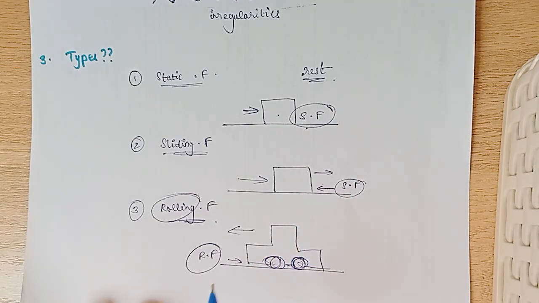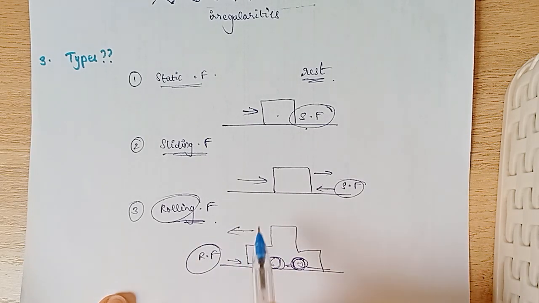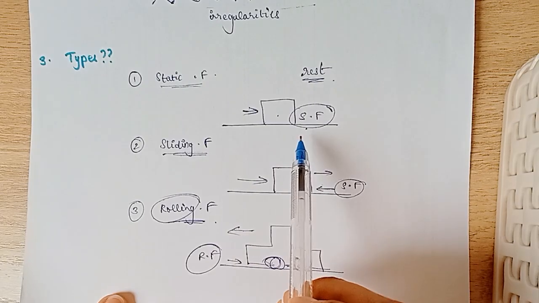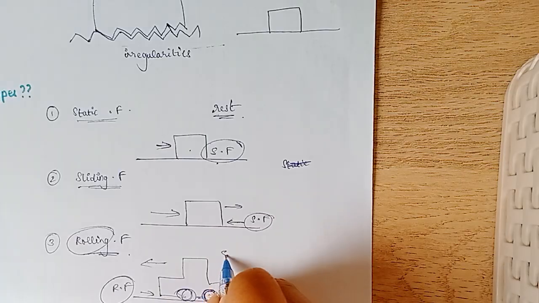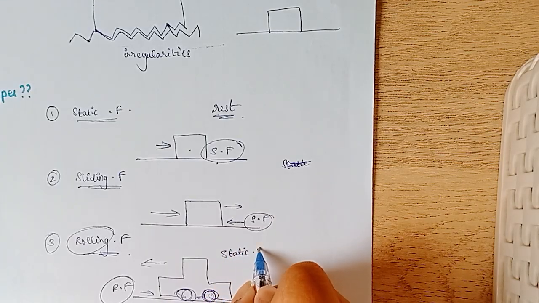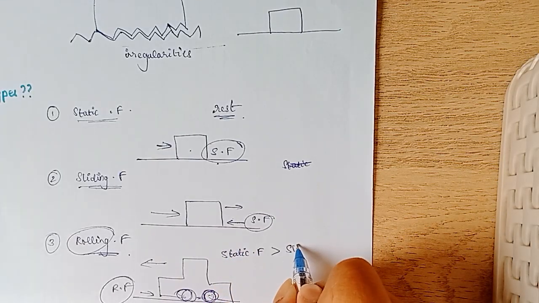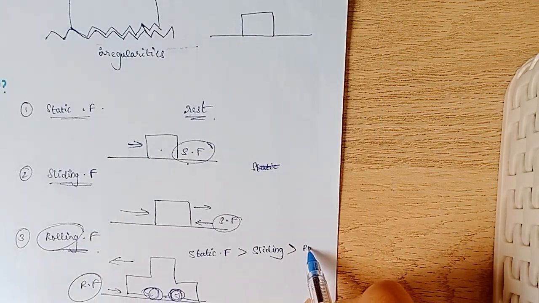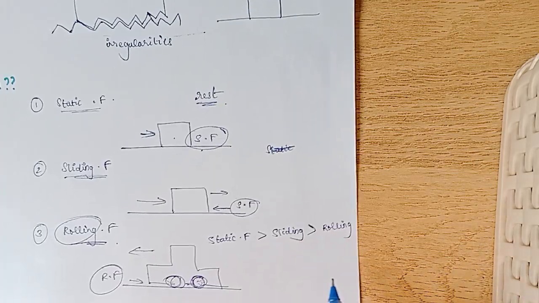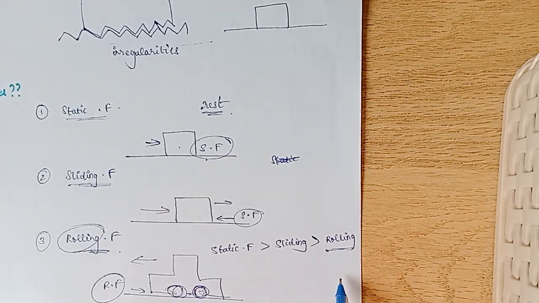An important thing that you need to know is that the rolling friction is less than sliding friction and the static friction is the most. That is, static friction is greater than sliding friction is greater than rolling friction. Why? Because of the surfaces that come in contact. Rolling, the surface area of a circle is less compared to a box when moving and when a box is at rest.